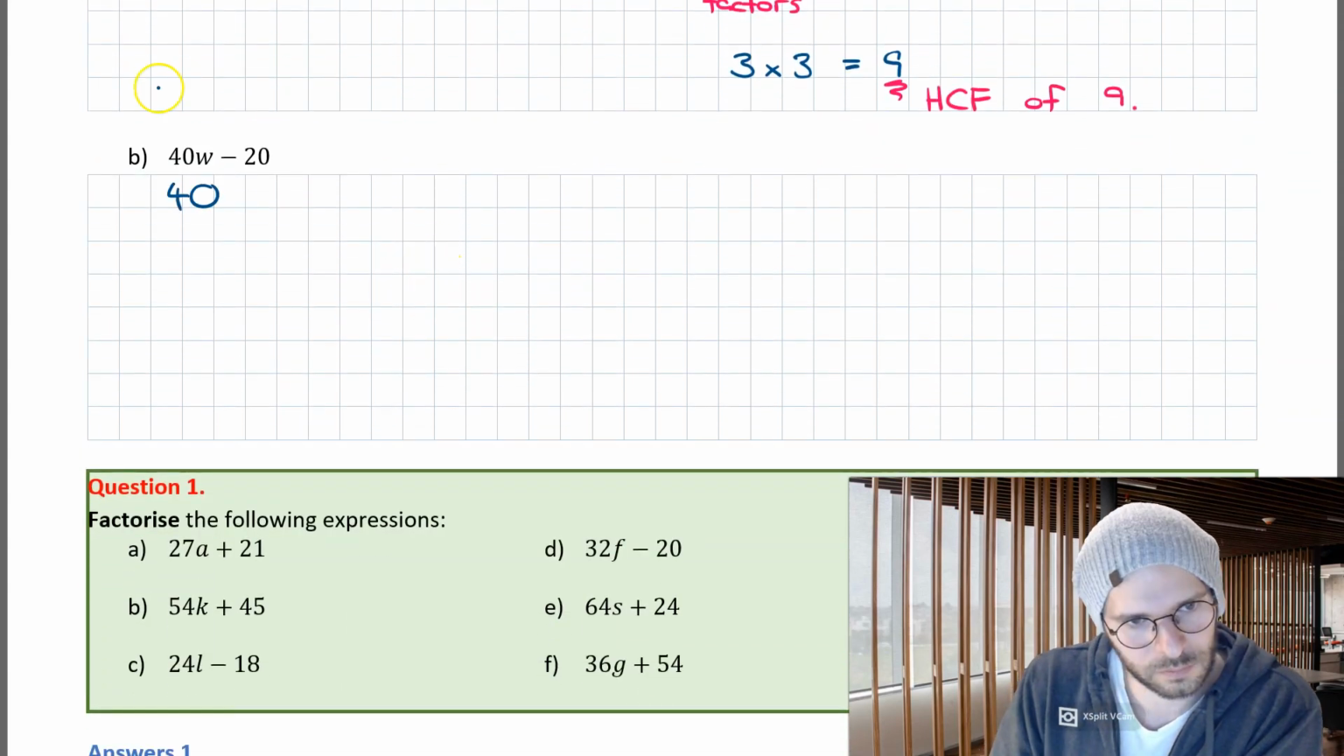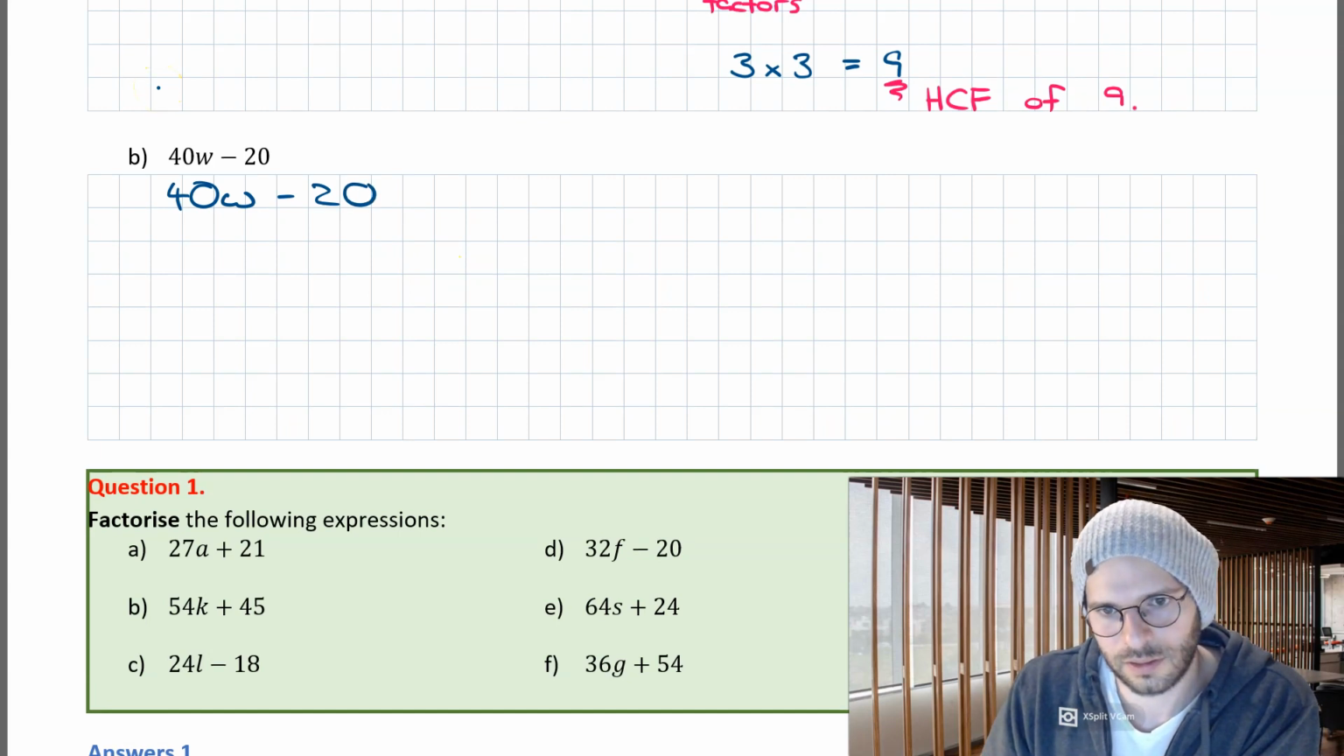Let's do this again. 40w take 20. I start off by drawing my factor trees.